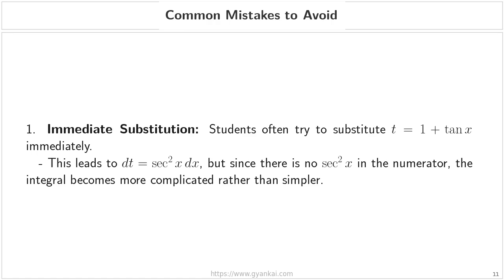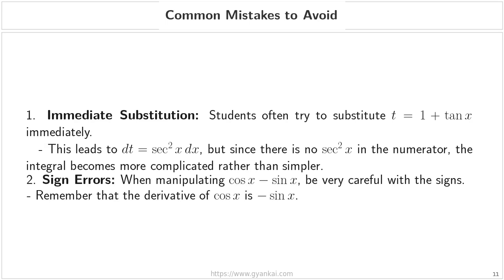Now, look back at our original integral. We don't have a secant squared of x in the numerator. Introducing that term actually makes the integral more complicated, not simpler. Remember, the goal of substitution is to simplify the integral, not to make it worse. So, resist the urge to substitute until you've done some algebraic manipulation to set it up properly, just like we did in the example.